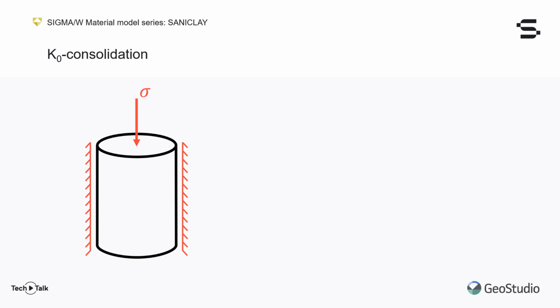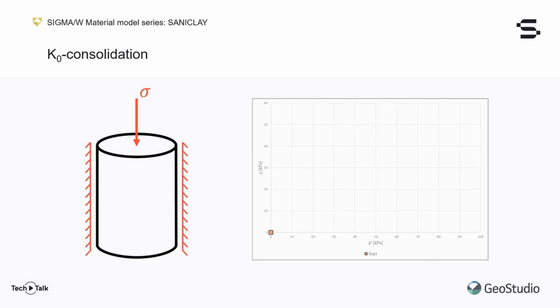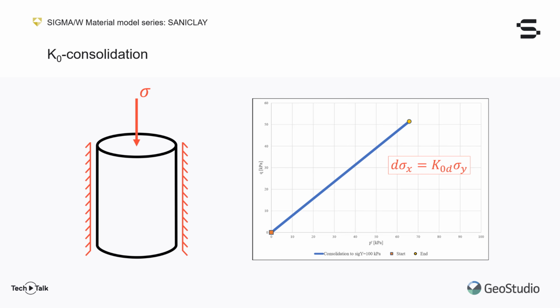As the vertical stress increases, the lateral stress also increases as a reaction to the sample being pushed against the cell wall. We call this process K-naught consolidation because the ratio of radial to vertical stress increments required to prevent radial strain is effectively the coefficient of earth pressure at rest, K-naught. On a stress path plot, K-naught consolidation is a straight line where both the mean effective stress and the deviatoric stress increase, following the ratio dictated by the soil's K-naught value.